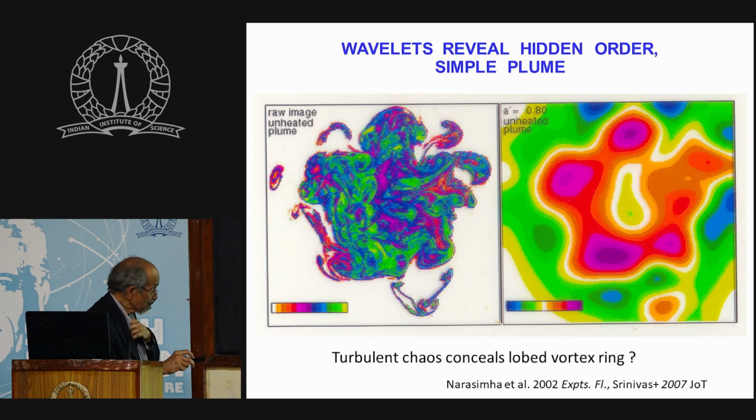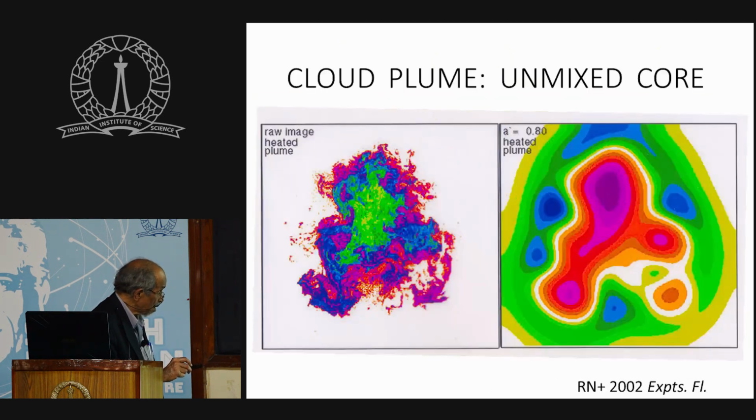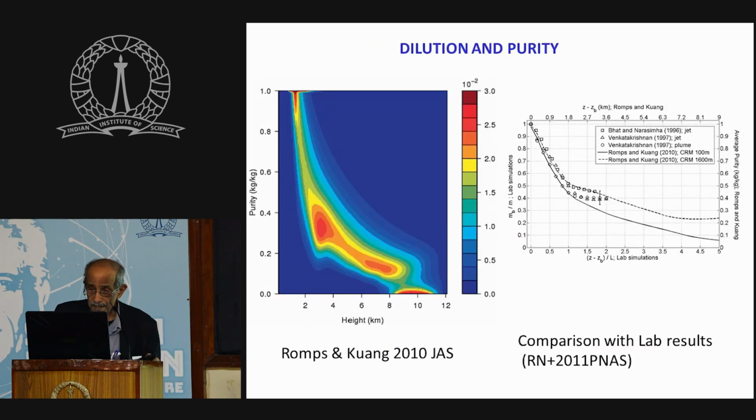It is, in fact, a fluted vortex ring, which was actually discovered earlier with respect to those flows. And you can see that if it's a simple plume, that's the structure you have. If it's a heated plume, you see this bunch of fluid here with more or less the same conditions. And it's known there. There is an unmixed core in many of those flows, and we see that that is found even in the lab.